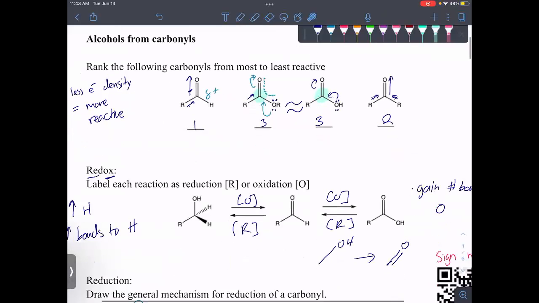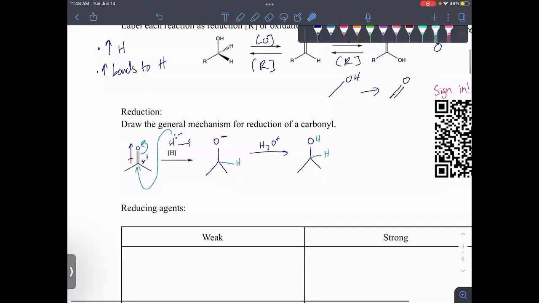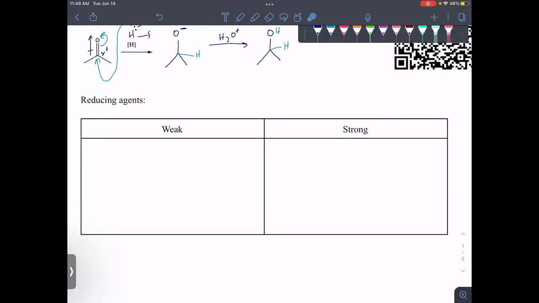And then in the mechanism for reduction, we're attacking the carbonyl carbon with the H minus. So we want something that wants to accept that attack the most. And the aldehyde is the most reactive, so it's most willing to accept the hydrogen. So yeah, the less electron-rich, the more reactive.